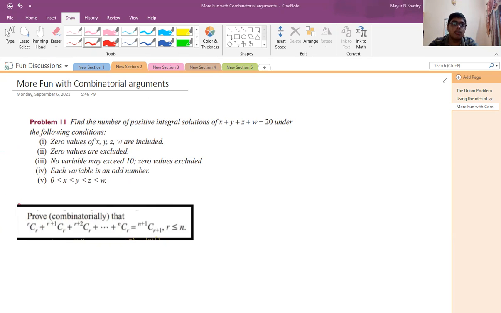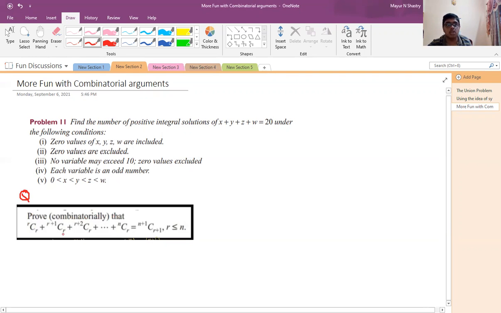So let me just tell about this particular problem first. Prove combinatorially that R choose R plus R plus 1 choose R plus R plus 2 choose R, all the way up to N choose R, equals N plus 1 choose R plus 1. Before I proceed, you could pause the video and try both the problems maybe.